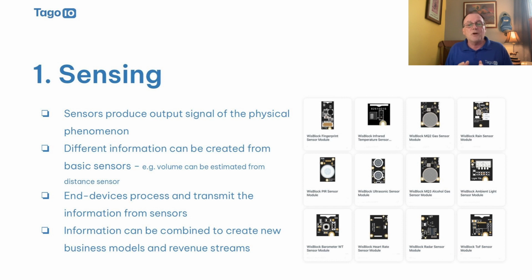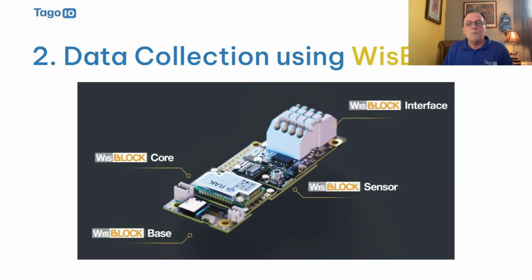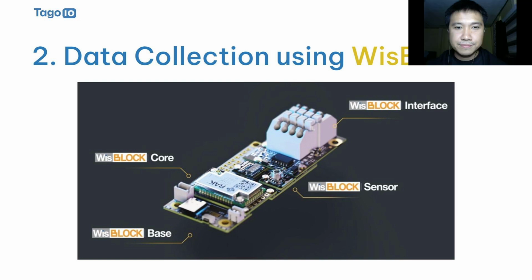You have end devices that process and transmit the information from the sensors to TagoIO in this case. Information can be combined to create new business models and revenue streams. It's really endless. IoT is growing so fast. And as a customer success manager here at Tago, I speak to many different customers across many different verticals, and I see it growing on a daily basis, quite honestly. So to have a partner like RAKWireless working with us here at TagoIO is definitely a benefit for our end users as yourselves. With that, I will pass it over to Carl Rowan.